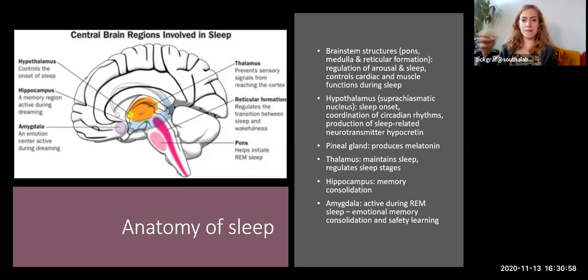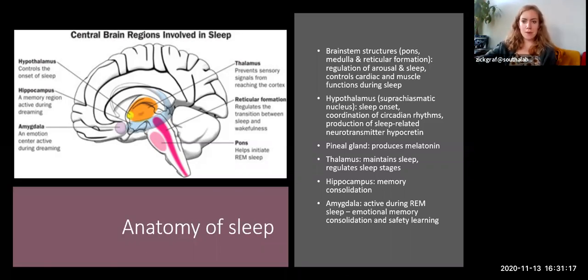The brainstem is kind of the first relay for most of our sensory information, and it's the last stop in the brain before somatic information gets sent out to our motor neurons. So it kind of helps relay between the body and the brain, and it transmits the brain's orders to the body to stay in a sleep state.